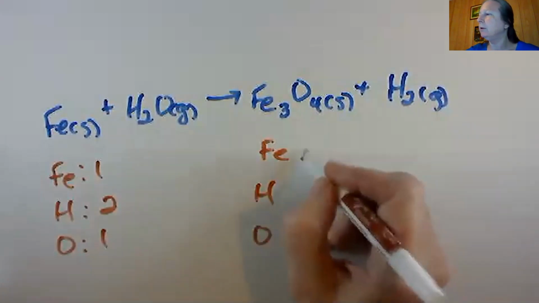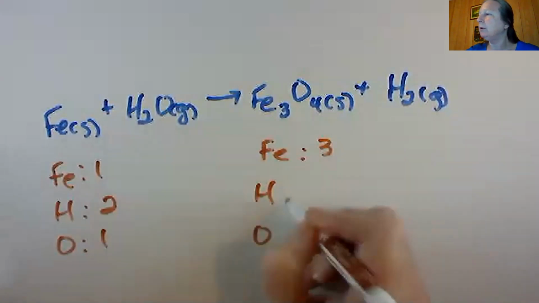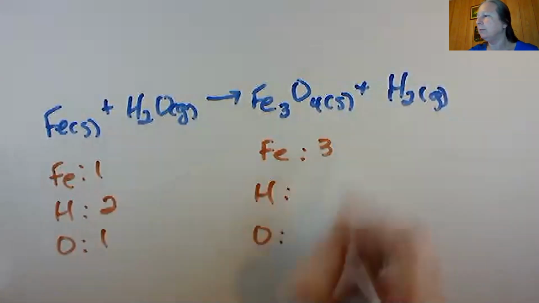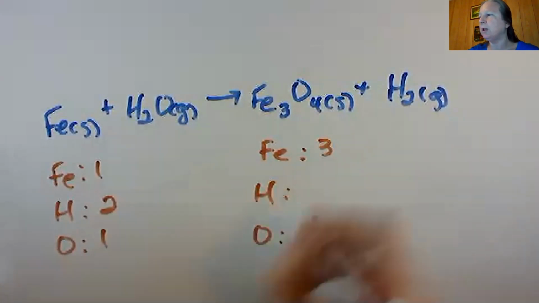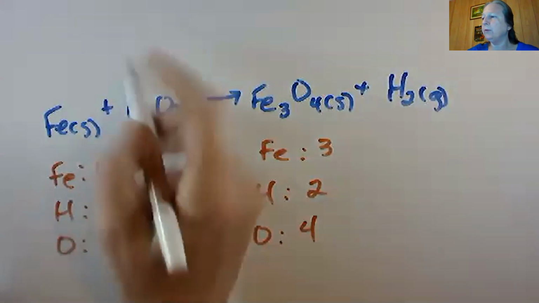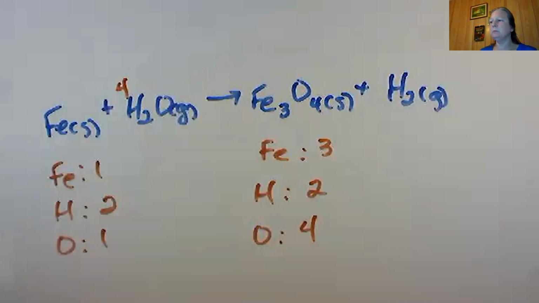Over here, I have 3 iron. I have, see, I almost wrote my oxygen here, but my oxygen is down here. So watch for that. And 2 hydrogen. Okay. So again, my iron is alone, so I will do that last. And also the hydrogen is alone. So we'll start with the oxygen. I have 4 over here. I need 4 over here, so put the 4 over the water.